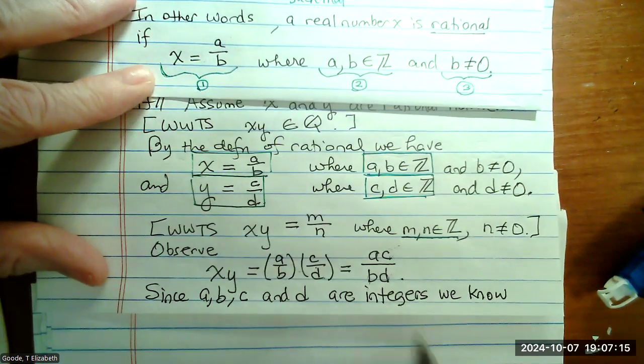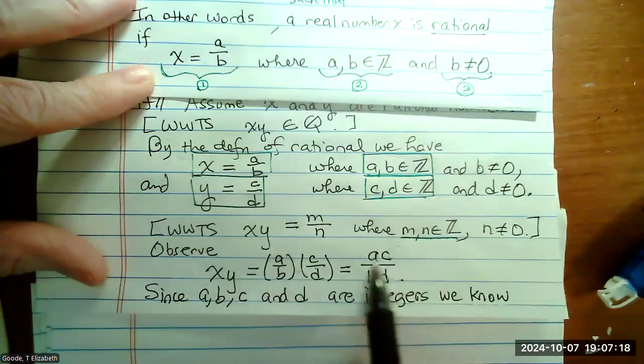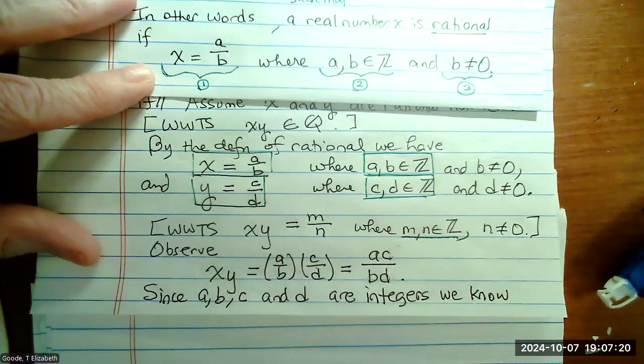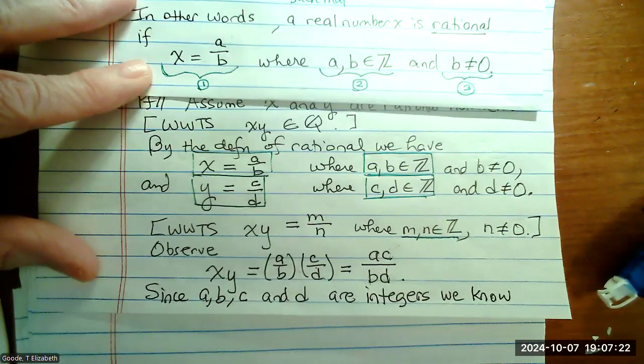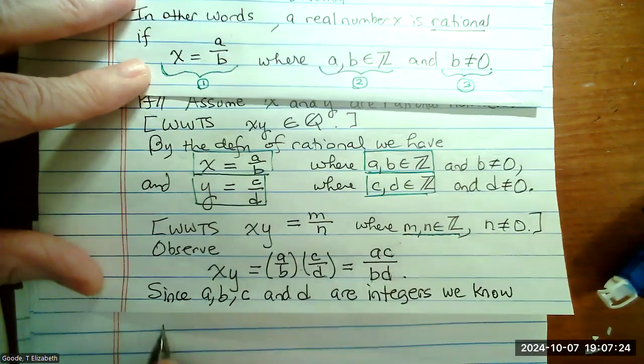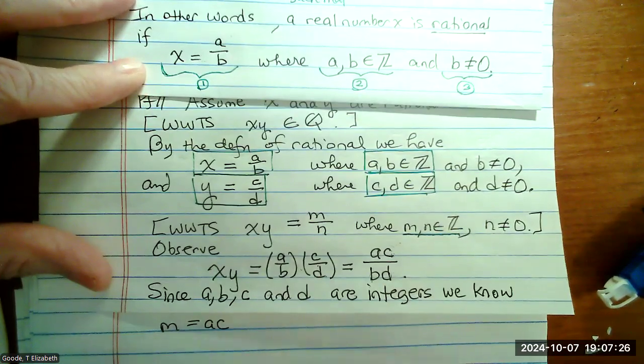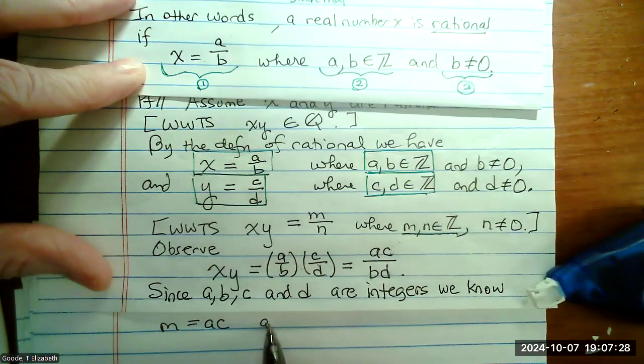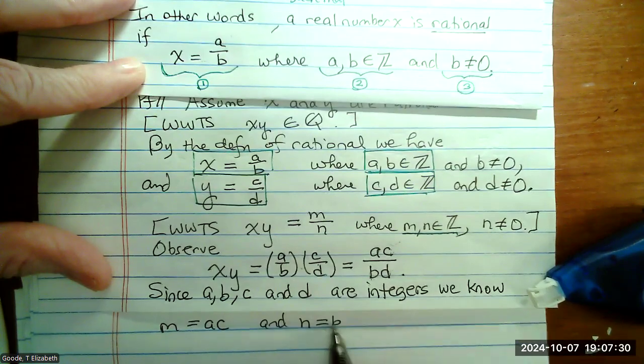Multiplication. Yeah, we're just multiplying A times C. So we're using multiplication to build AC. Same with B times D. We're just using multiplication. So we know M equals AC and N, I'll just name them, equals BD, are integers.